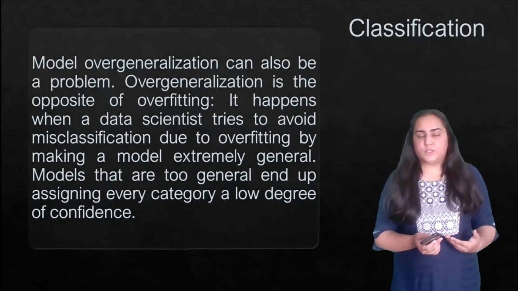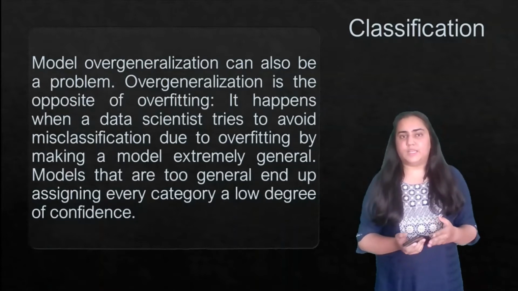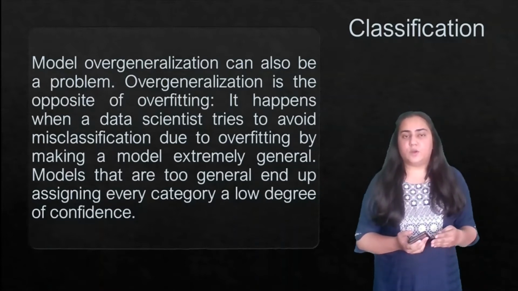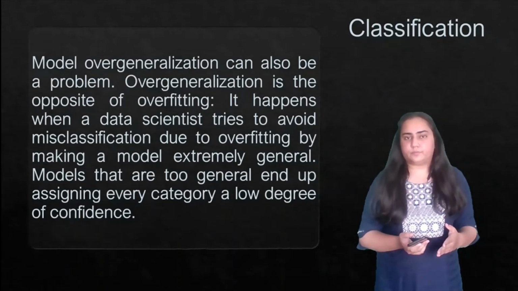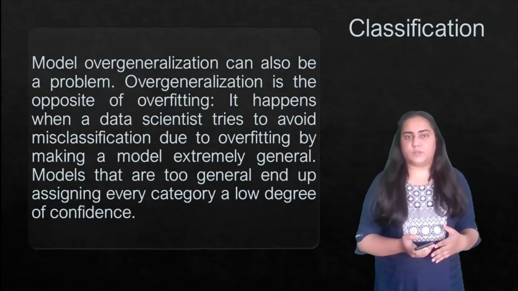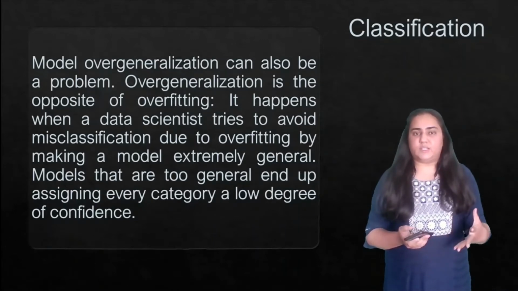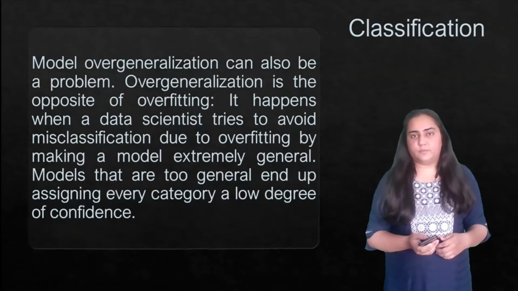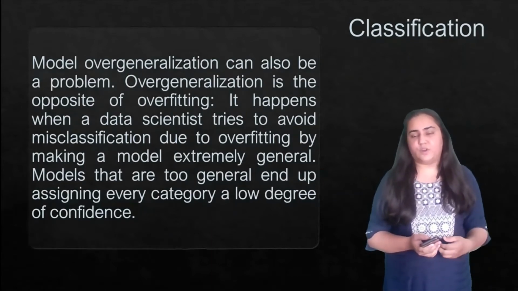Model overgeneralization can also be a problem. Now, what is that? Overgeneralization is the opposite of overfitting. It happens when a data scientist tries to avoid misclassification due to overfitting by making a model extremely general. In overfitting, the model sticks to the rules and regulations of the dataset, but in overgeneralization, it becomes very general. Models that are too general end up assigning every category with a low degree of confidence. So they are giving you the category, but they are not really confident about whether or not that category should fall there. That percentage of confidence is not there.